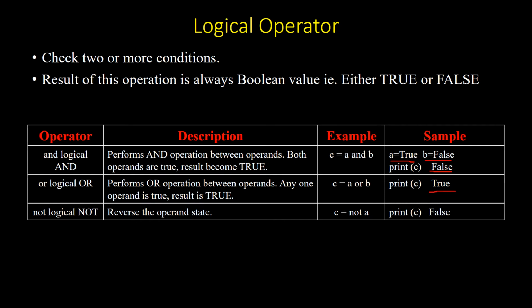The next one is the logical not. It is the reverse of the operand state. So not of A: the A value is true, so not of A returns the false value.